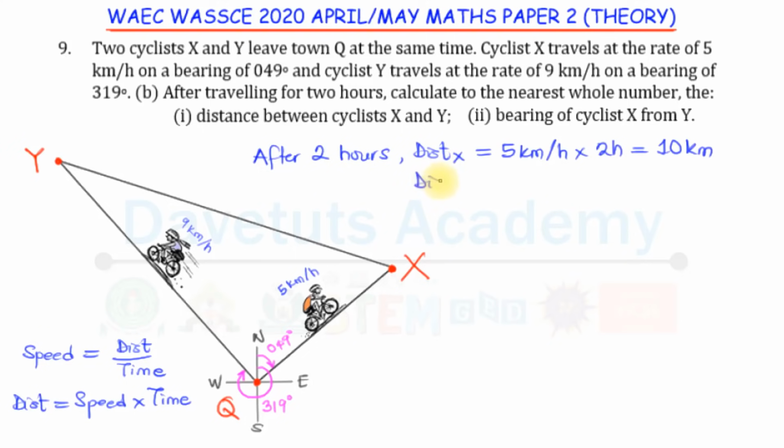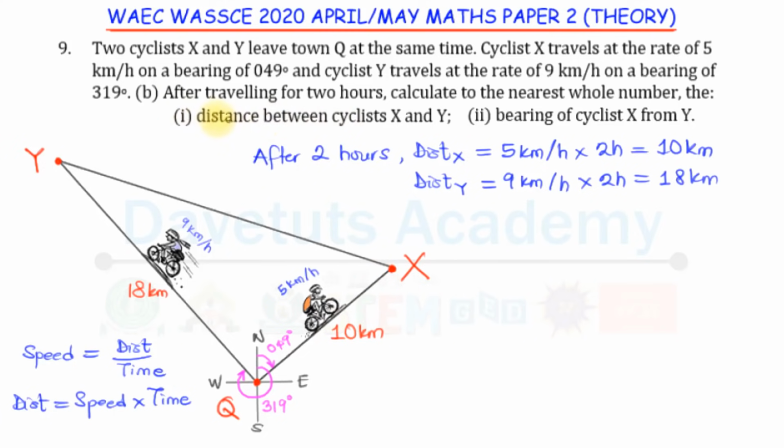And in the same vein, the distance covered by the cyclist Y will be, what's the speed for Y? It is 9 kilometers per hour multiplied by, they are using the same time, so we multiply by 2 hours, and that will be 9 times 2, that will be 18 kilometers. We now understand how to knock out the hours from the unit. So if you go back to our diagram, that is just telling us that the distance from Q to Y, that's the distance of the cyclist Y, is 18 kilometers. And the distance from Q to X, distance of X, is 10 kilometers.